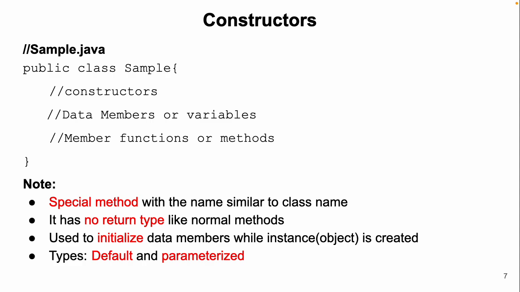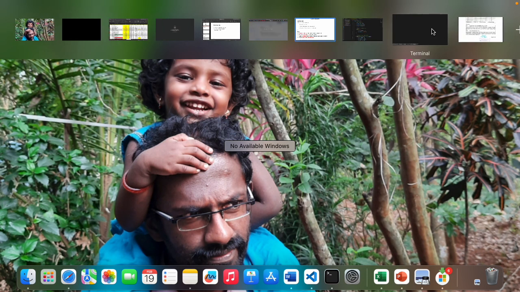So two things you need to be clear about in terms of the constructor. One is it is a special method and it has no return type, and it is used to initialize the data members. Three things. Okay? Any doubts? No doubts. So we will see it in the code.